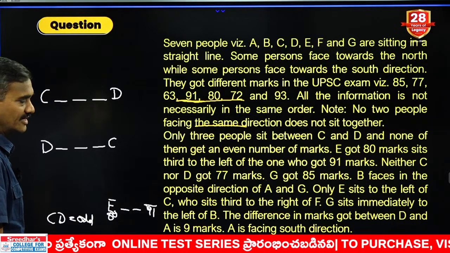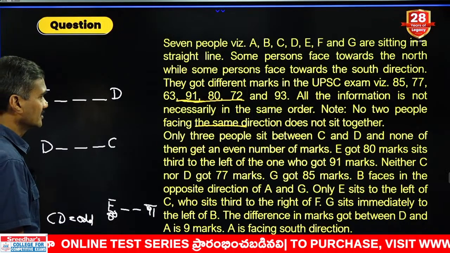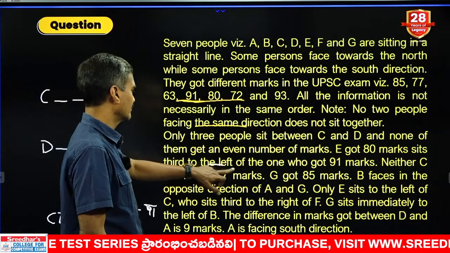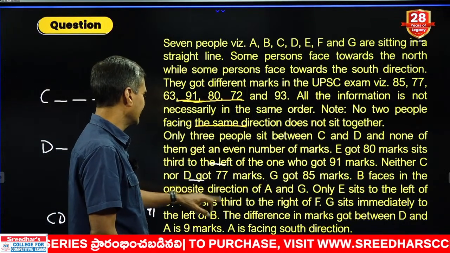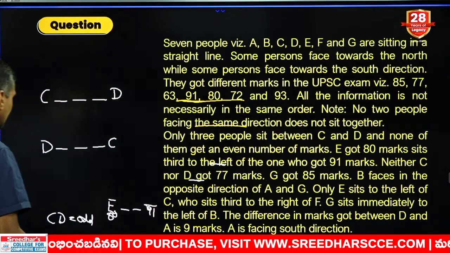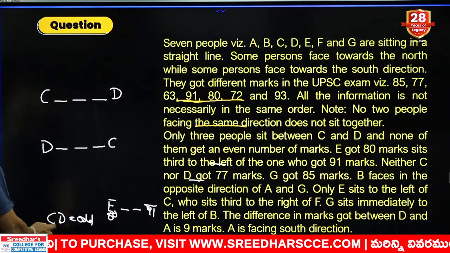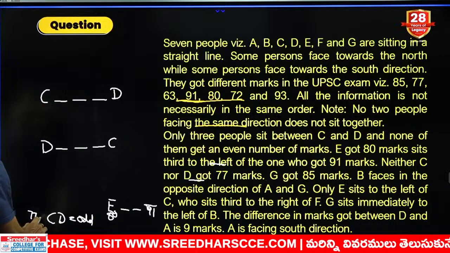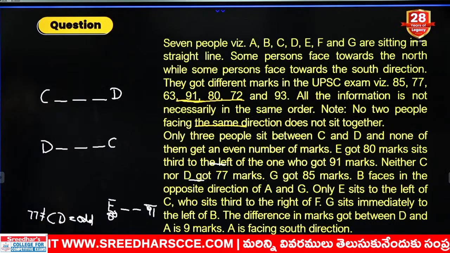Okay, and 2 persons were in between. And next one, E got 80 marks, sits out to the left of the one who got 91 marks. Neither C nor D got 77 marks. Now C and D, they do not get 77. None of these 2 persons got 77.